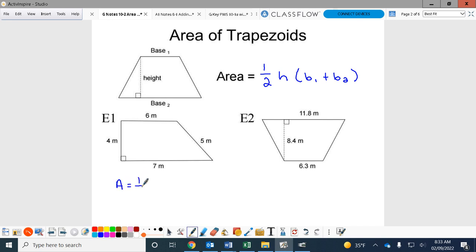In this picture, which number is the height? 4. It doesn't have a dashed line, but it does have the right angle. That outside edge is the height, even though it's got a solid line because it's at a right angle. Good. So 1/2 times 4 times base 1 plus base 2. What are the two bases? Good. 6 and 7.